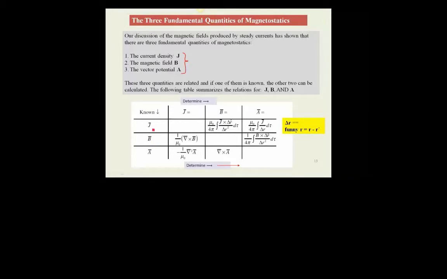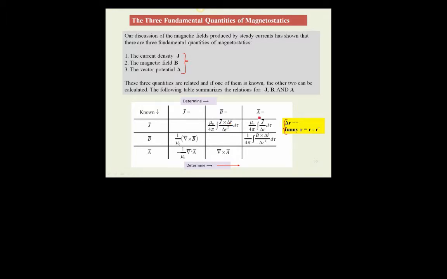So if you know J, then you can come over here and form B by this equation right here. We've talked about this before. This is Maxwell's equation, the integral form. This is delta R being the funny R. So this quantity here is the funny R hat, and this is funny R squared.